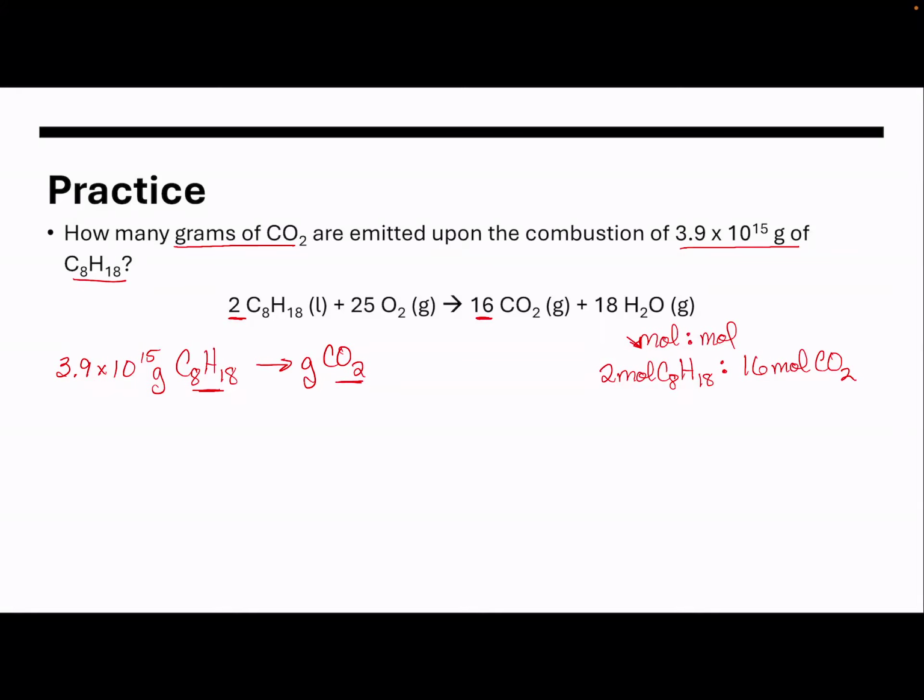The next thing I note is the unit is grams. Anytime you have grams, you're automatically going to think molar mass. So I need the molar mass of octane. That is 8 times 12.01 plus 18 times 1.01. Or in other words, we're talking about 114.26 grams of C8H18 is equal to 1 mole of C8H18.